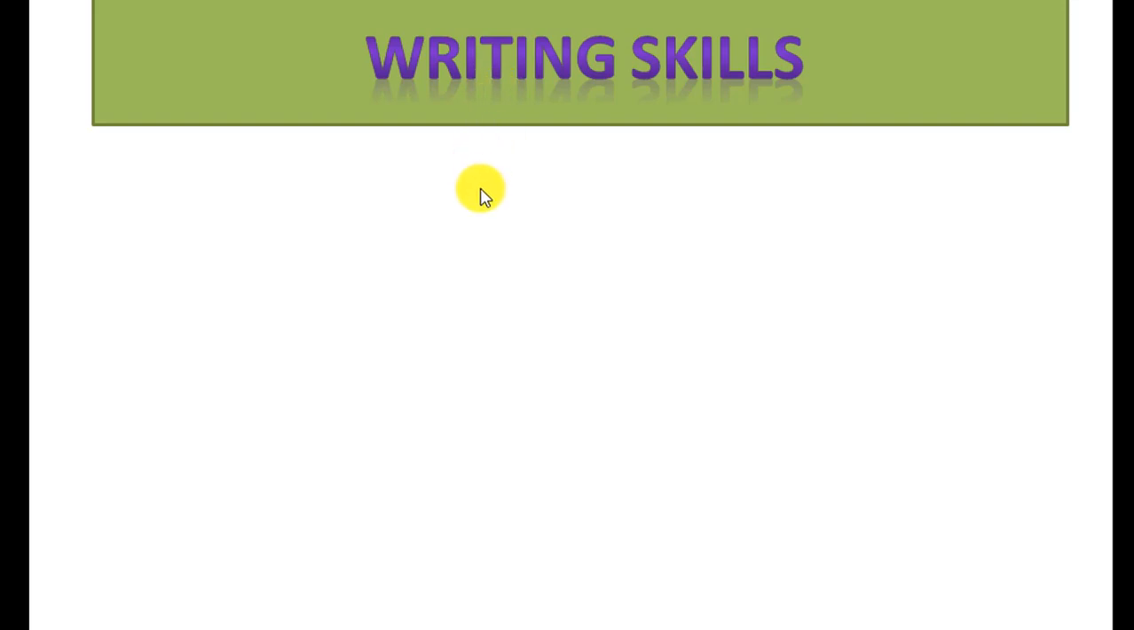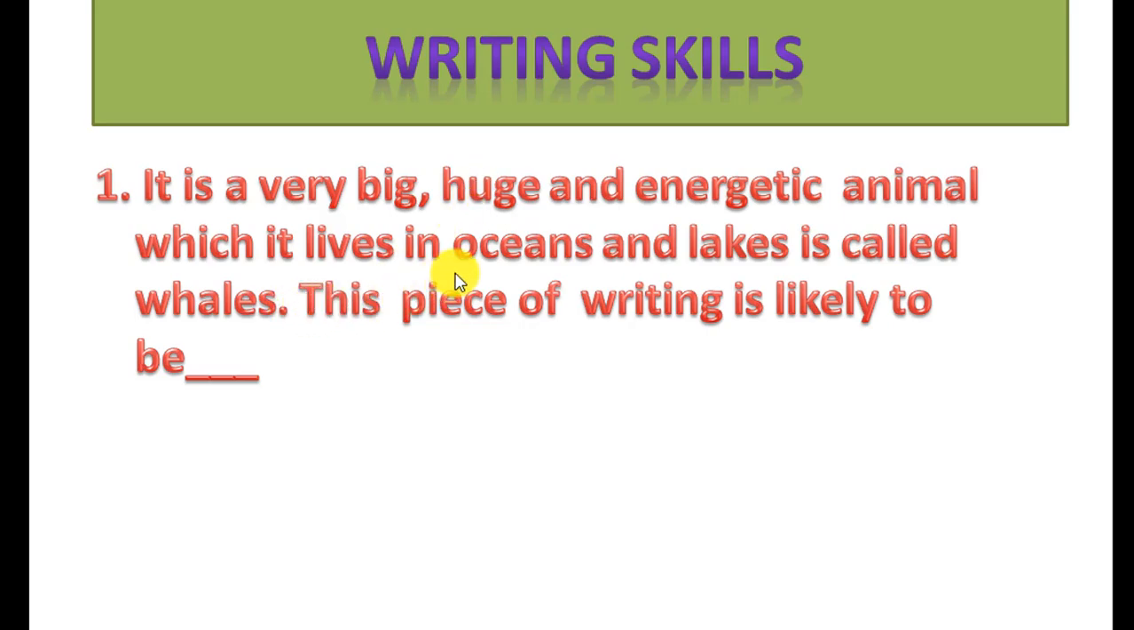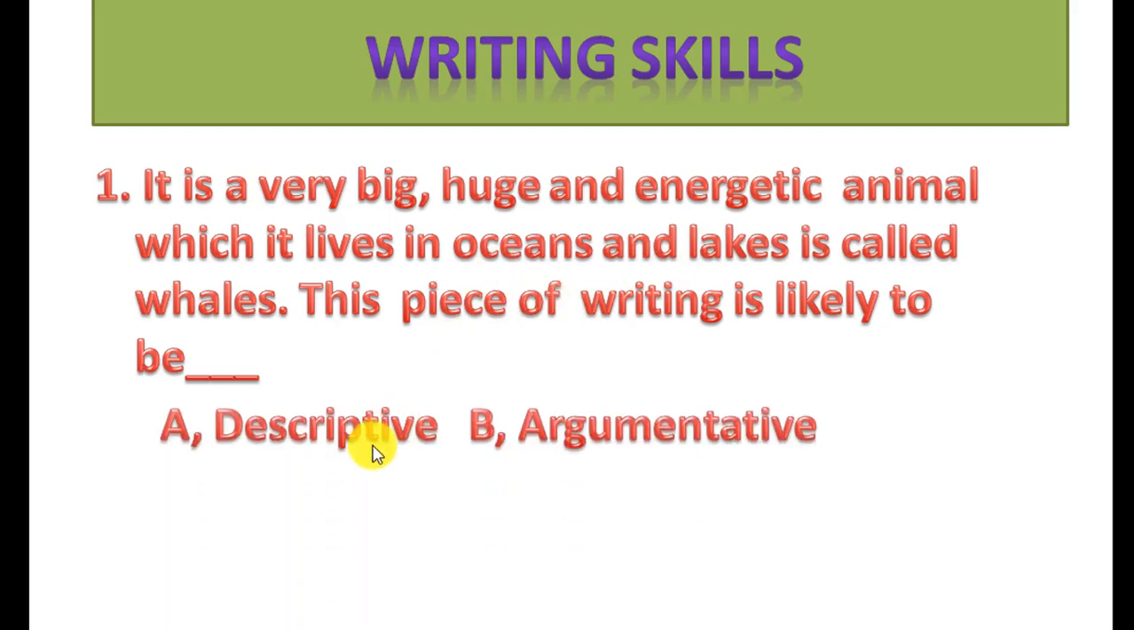Let me start the first question. It is a very big, huge, and energetic animal which lives in oceans and lakes. It is called whales. This piece of writing is likely to be what kind of paragraph writing? So you just answer the type of paragraph that this piece is developed as. You have to read what kind of sentence it is here. It's a very big, huge, energetic animal which lives in the ocean. It's called what? Look at the structures here.